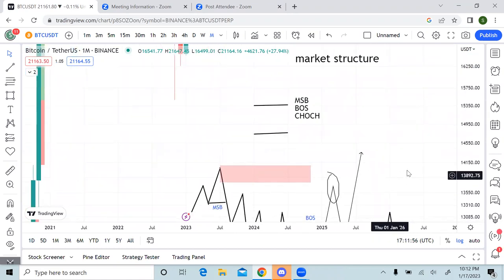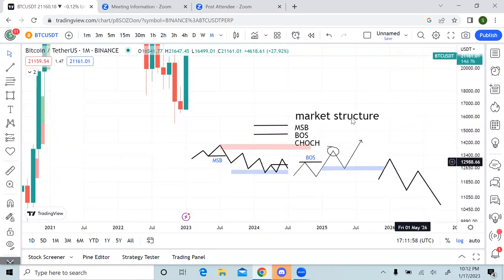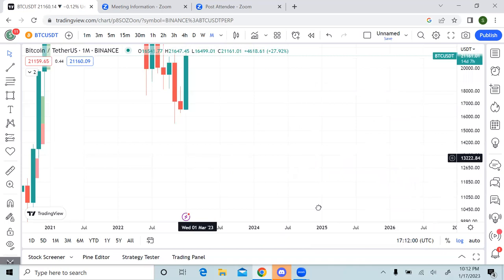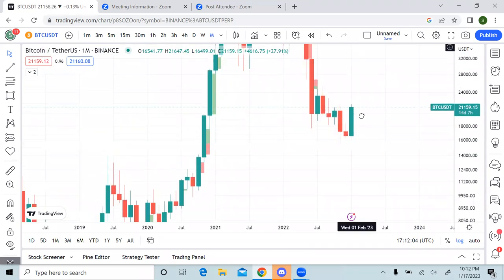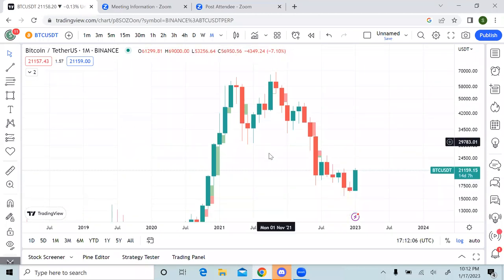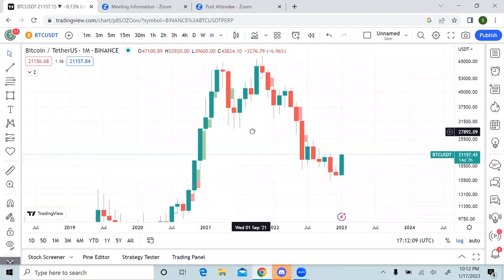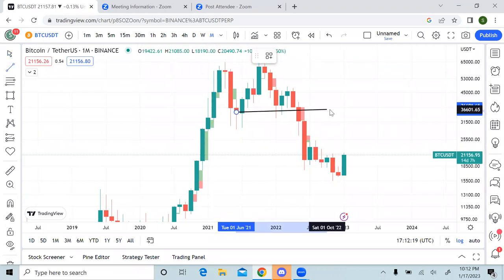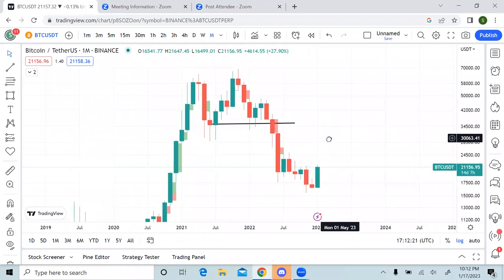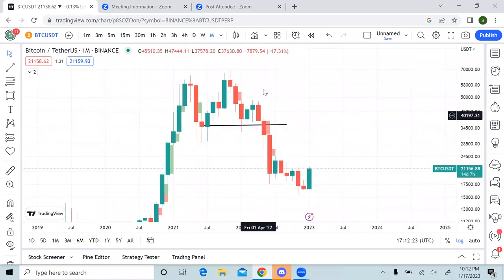Now I will show you an example on Bitcoin. This was higher high, higher low, higher highs. A new high is created here. This was a higher low. This is broken here. This one. So this shows us that on the higher time frame, the trend is shifting.